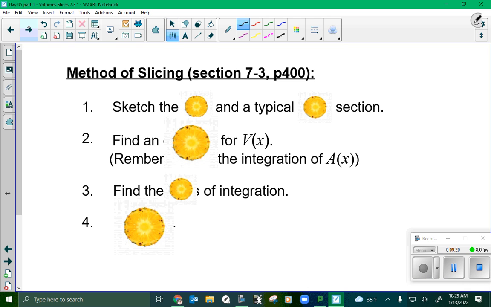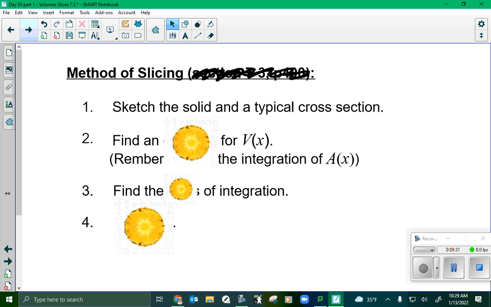Again, I'm not using the book anymore. I mean, the material in the book and the pacing is by the book, but I don't actually have the book in the hands of students. So let's sketch the solid and a typical cross-section of that solid. All right. I mean, you don't always have to do that. Sometimes it's just given to you, but you can. I like drawing 3D shapes.